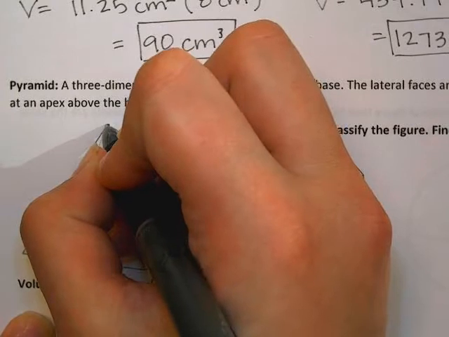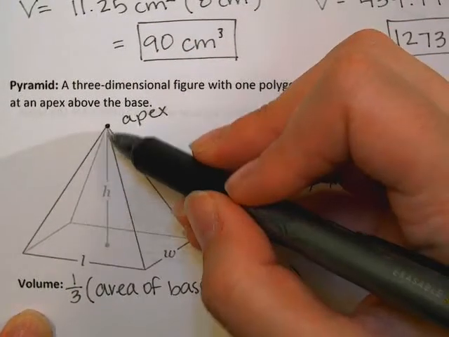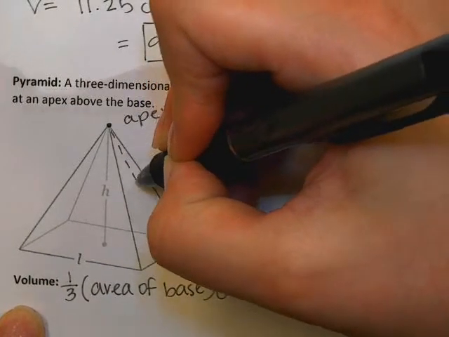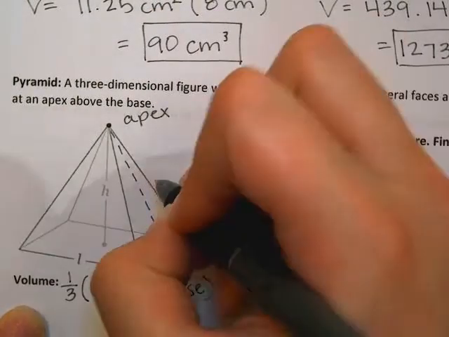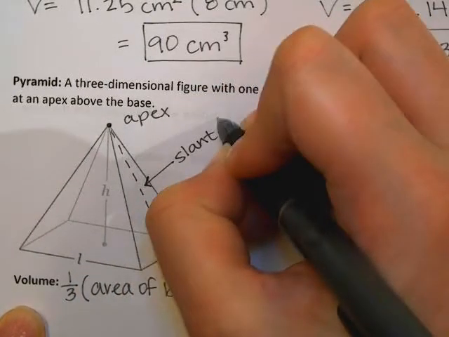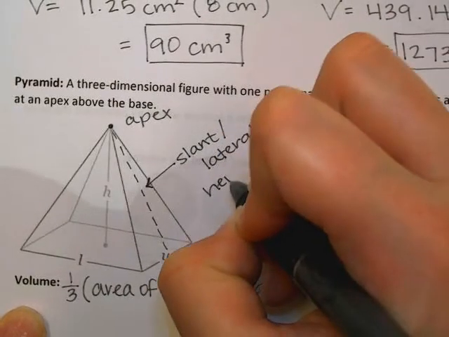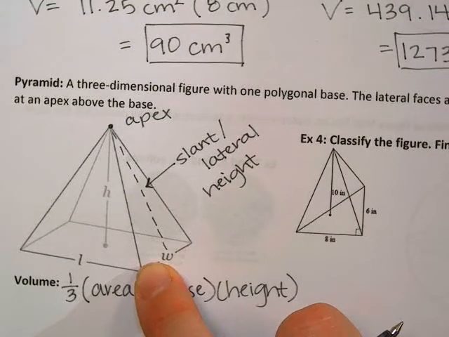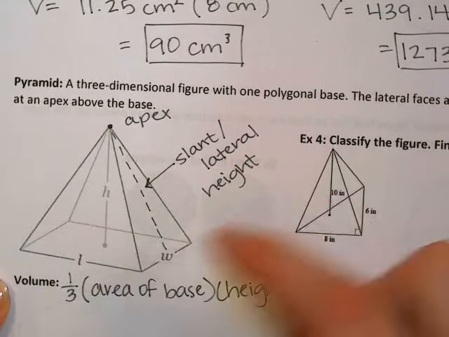So this right here, let's go ahead and label it. This is the apex. Now sometimes they give you this height right here. Sometimes they give you this height right here, which we would call the slant or the lateral height. And remember, these are like lateral sides. And so lateral height is just like the height of the side instead of the height of the actual shape.